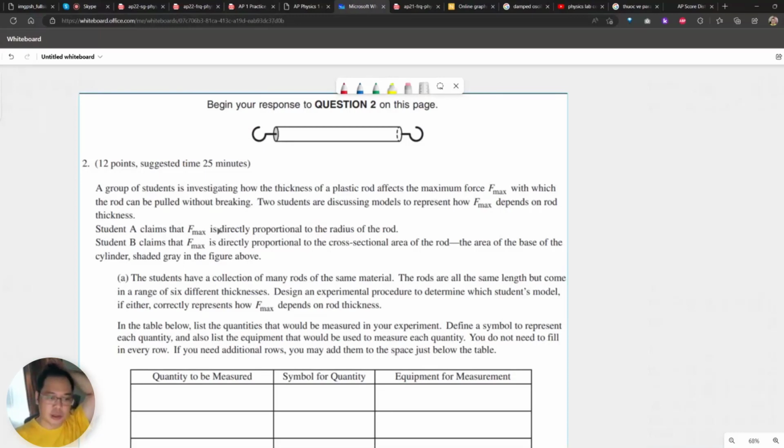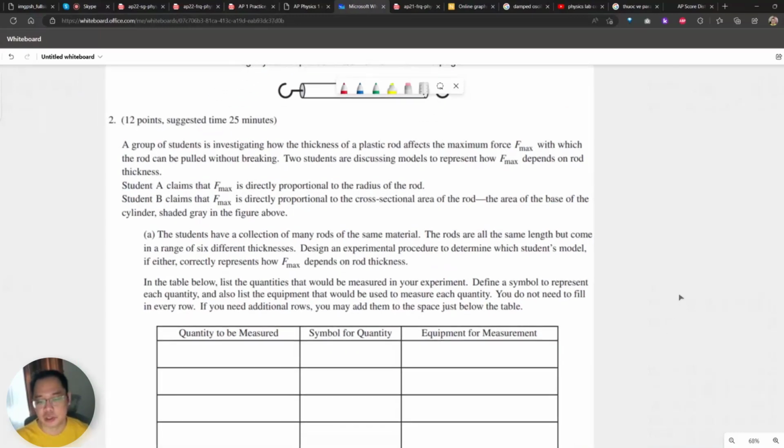Student A claims that the force is directly proportional to the radius of the rod, and the other student claims that the maximum force is directly proportional to the cross-sectional area of the rod. The area of the base of the cylinder is shaded in gray in the figure above. The students have a collection of many rods of the same material. The rods all have the same length, but come in 6 different thicknesses.